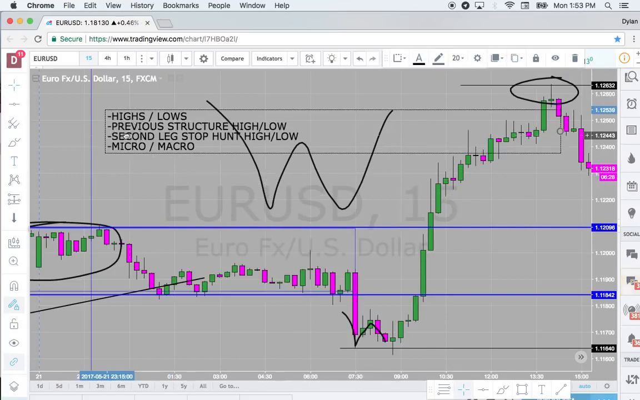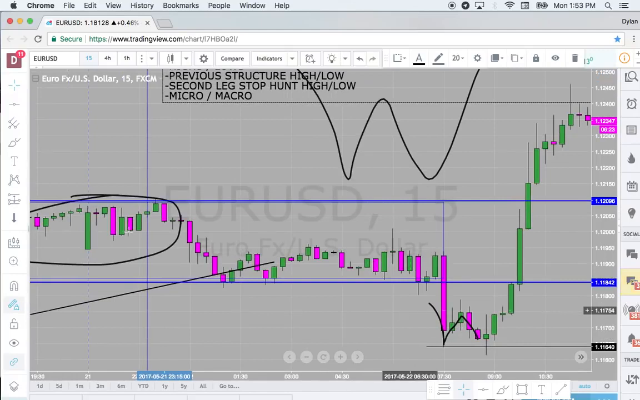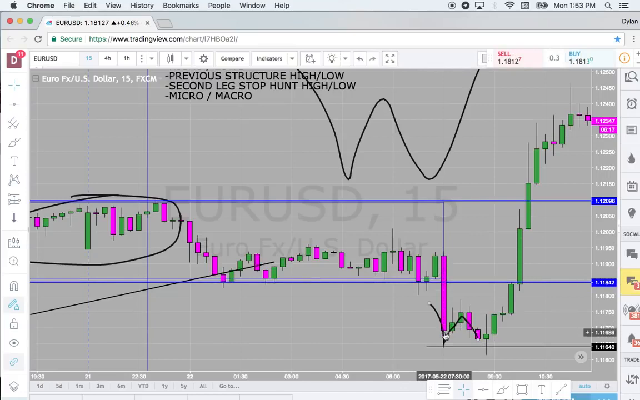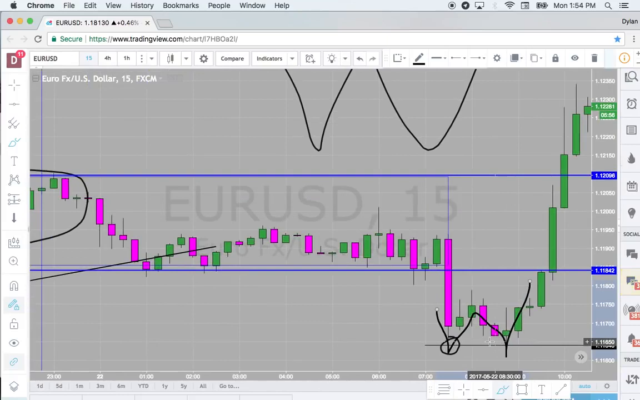we talked about the highs and the lows. The W formation was formed at the low of the day. Okay? What we also notice is the breakout of consolidation here formed this low, and this low was not broken. But the second leg of the W, although it did not break the first leg, it did stop hunt. It stop hunted that first leg with a wick. You can see it right there.